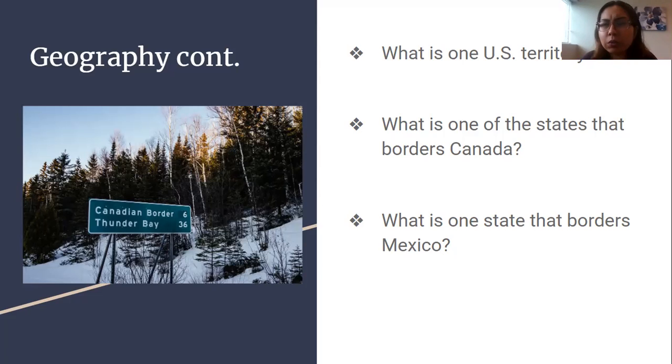Perfect. Did you guess Puerto Rico for one of the U.S. territories? Because if yes, you're right. The U.S. territories, of which there are a couple, are Puerto Rico, the U.S. Virgin Islands, American Samoa, Northern Mariana Islands, and Guam. Out of those, you only have to name one of the U.S. territories.